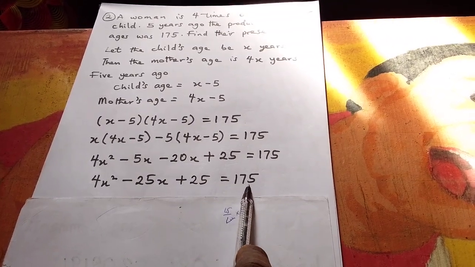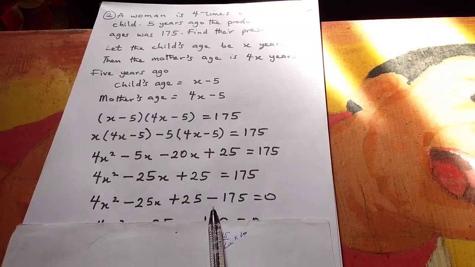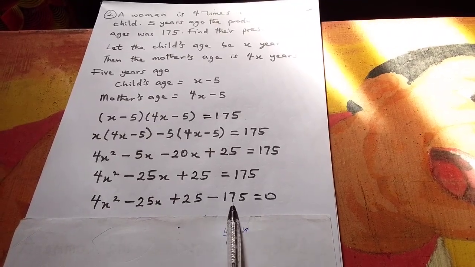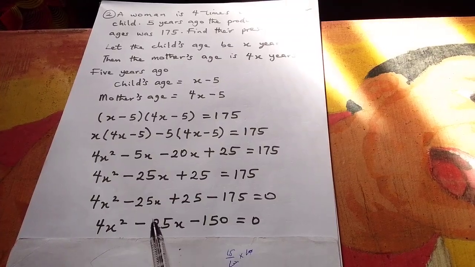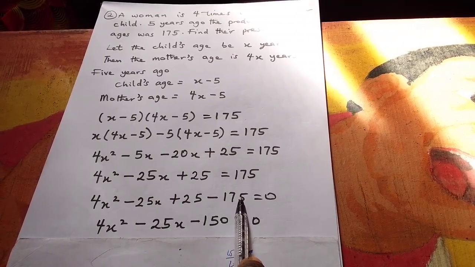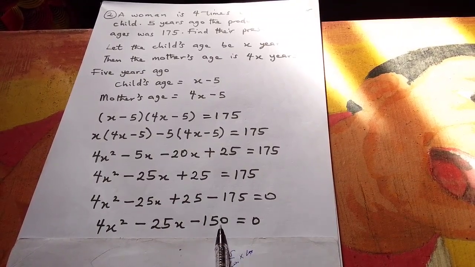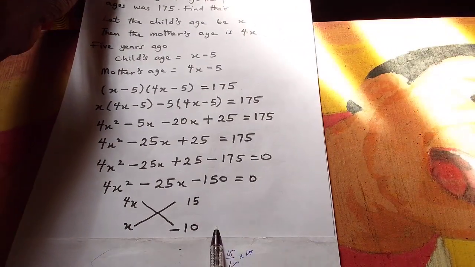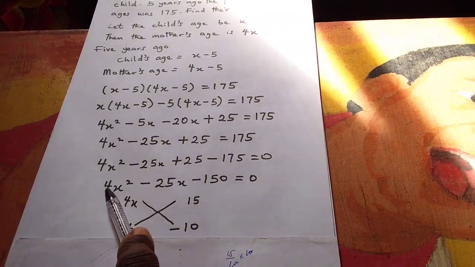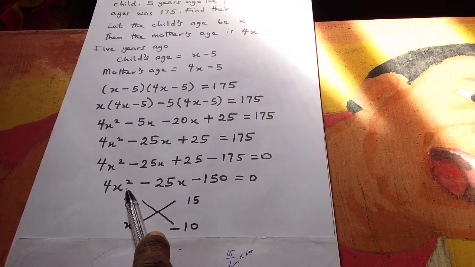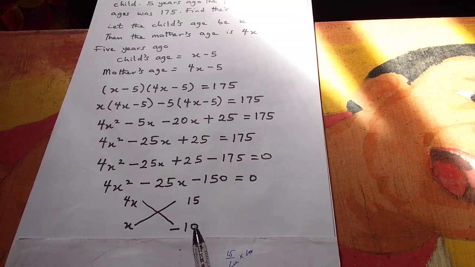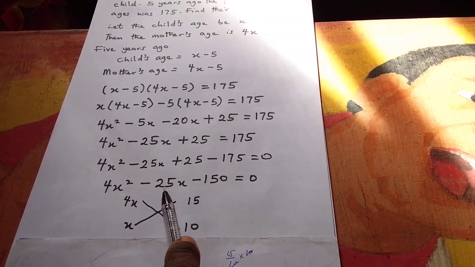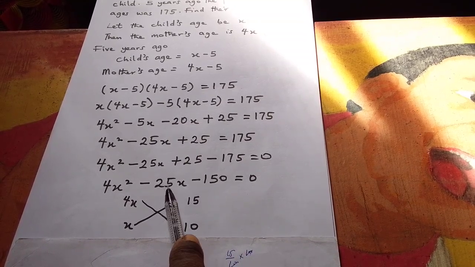Let's now bring this 175 to the other side. When it comes here, it turns to minus 175. So you have 4x squared minus 25x, and 25 minus 175 gives us minus 150. So from here, we are going to factorize. 4x squared is 4x times x. Minus 150 is 15 times minus 10. So let's check if it will give us what is in the middle.